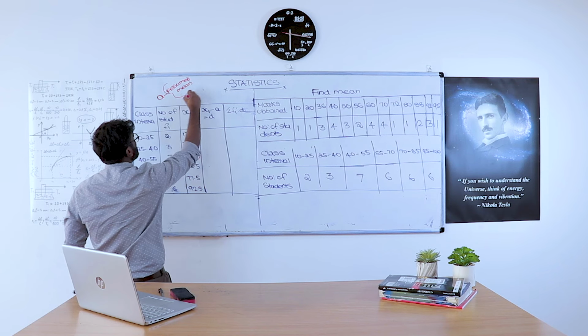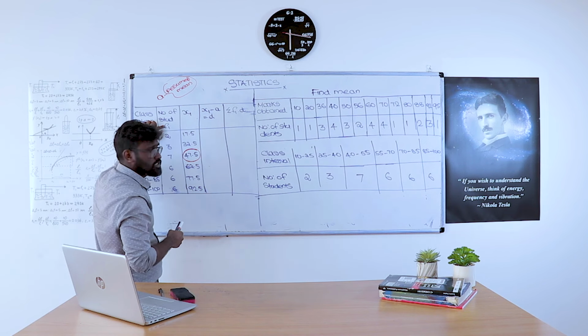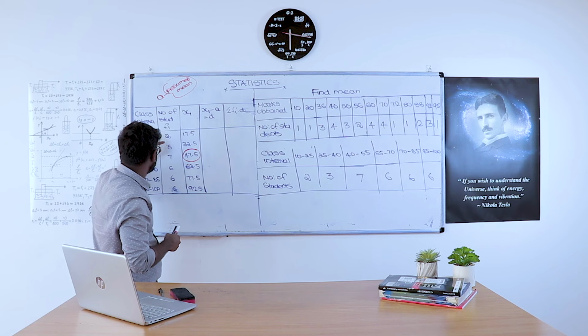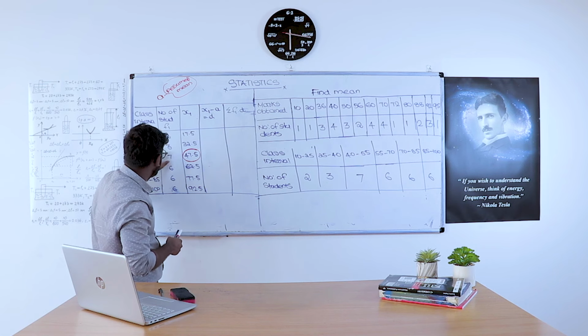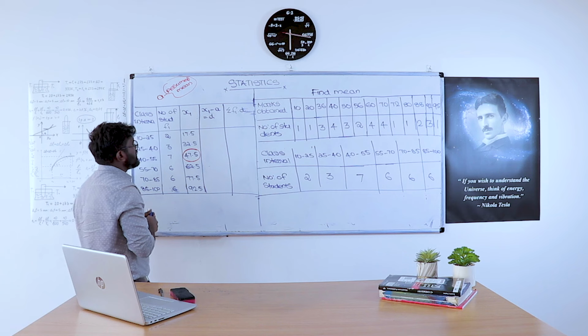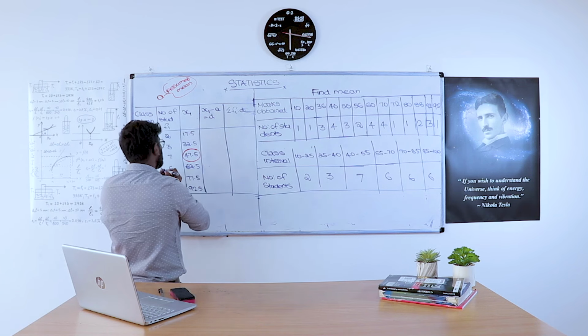So we have to find out the assumed mean. How will you find out the assumed mean? You have to check the column of fi and find the maximum value of fi. Here 2, 3, 7, 6, 6, 6. The maximum value of fi is 7. So the corresponding value of xi to 7 is 47.5. That 47.5 is the assumed mean. Then you have to find out the deviation. D is the deviation.